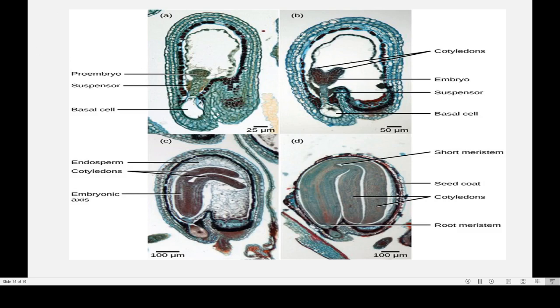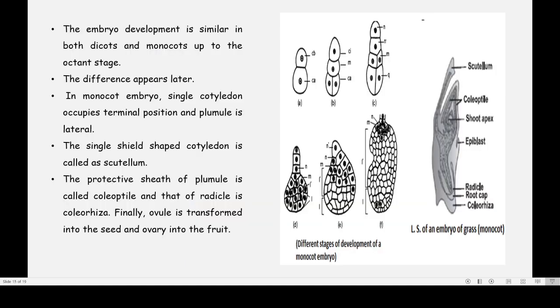You can see this one is the globular stage, followed by the heart-shaped stage. After the heart-shaped stage, you will be getting this mature embryo. This is the mature embryo where two cotyledons are present. You will be having plumule and radicle also. This diagram is the stage where seed development has taken place. So these are the pictures of ovules where you can see how the embryo develops during embryogenesis.